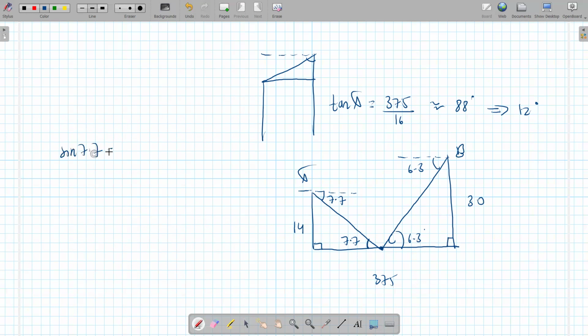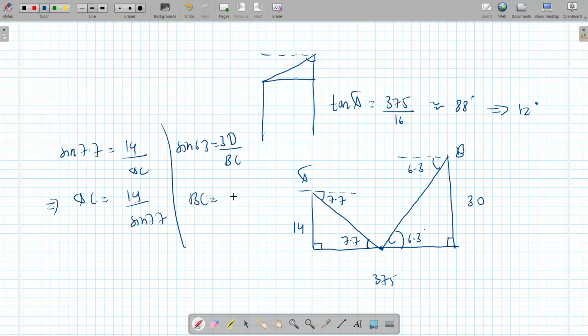Sine 7.7 equals 14 over AC. Sine 6.3 equals 30 over, sorry, BC. Whenever the unknown is in the denominator, you're going to multiply both sides by the unknown. Like that on the left. On the right, it becomes 30 divided by sine 6.3.